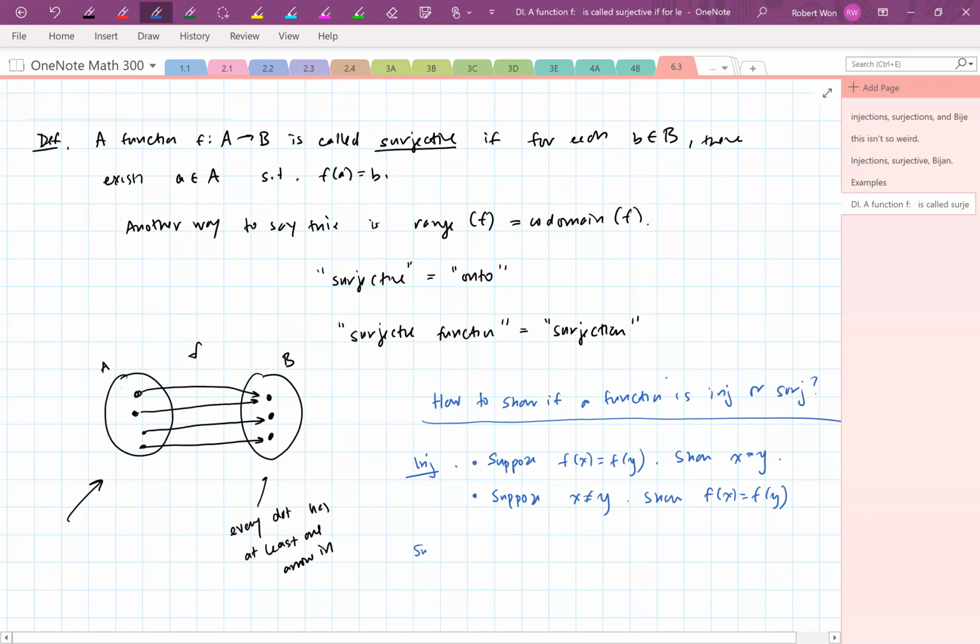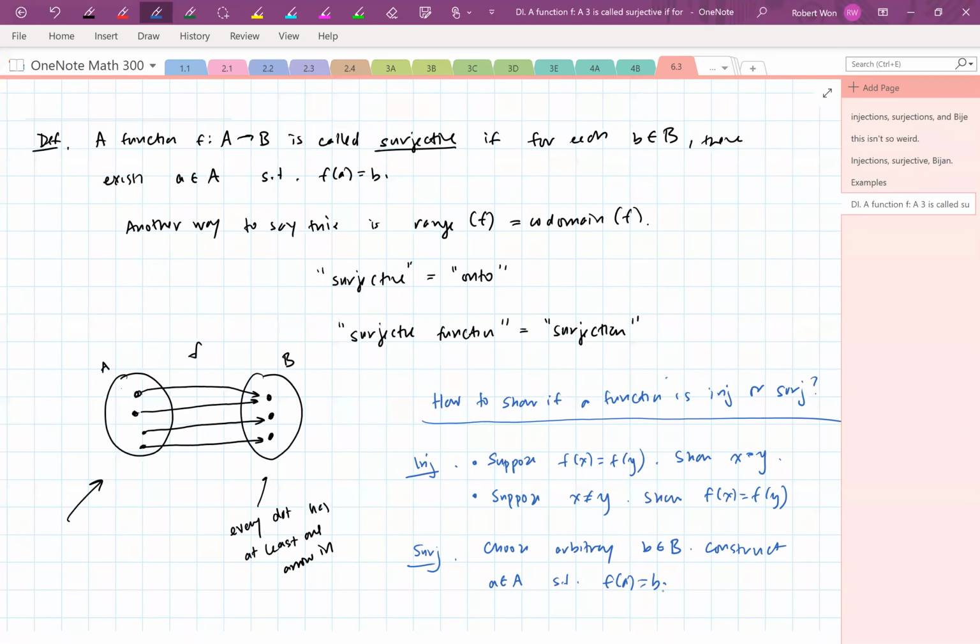How do you show that it's surjective? Remember, surjective means that you hit every element of the codomain. So what you do here is you choose an arbitrary b in the codomain. And what you can do is you can just construct an element of the domain that maps over to it. You pick an arbitrary element, you find an element that maps over to it. That shows that every element gets mapped to.